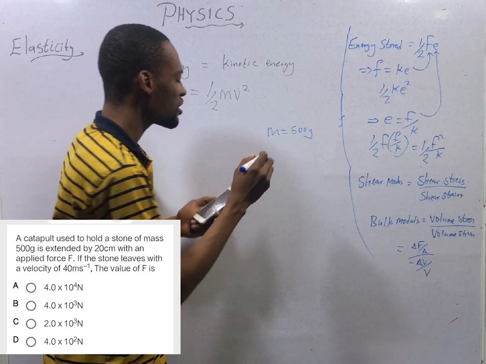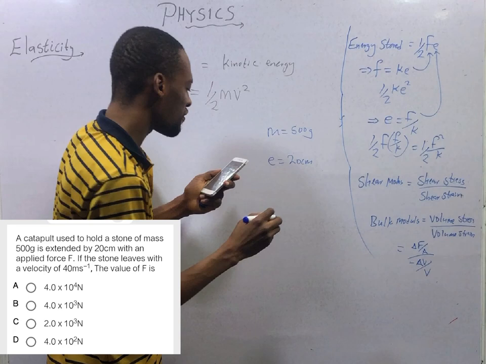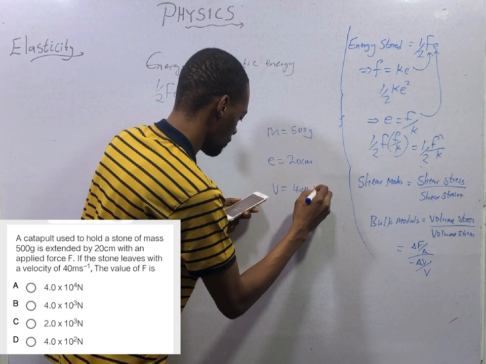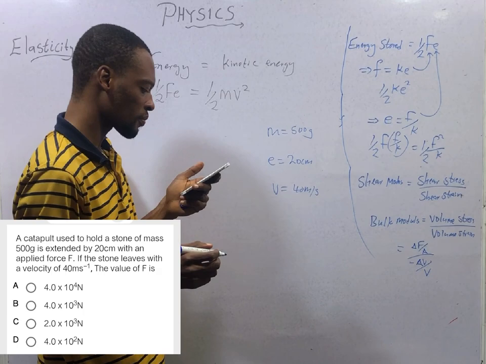Extension e is equal to 20 cm, and v is equal to 40 meters per second. And what are we looking for? We are looking for force. F is equal to question. Now look at the options.